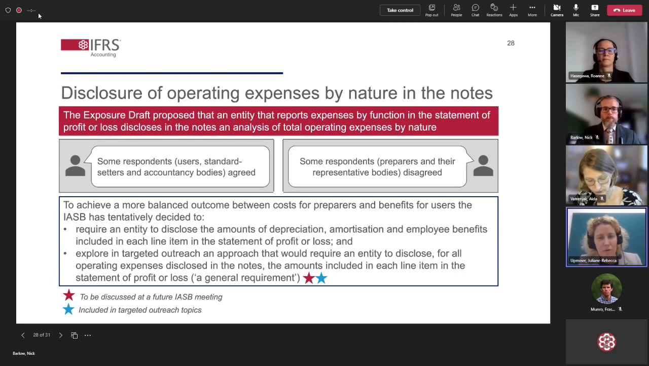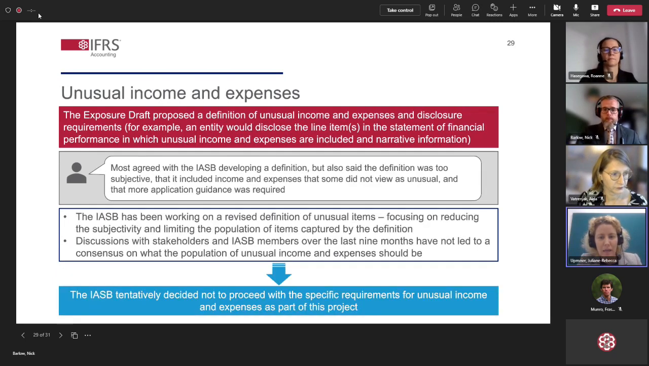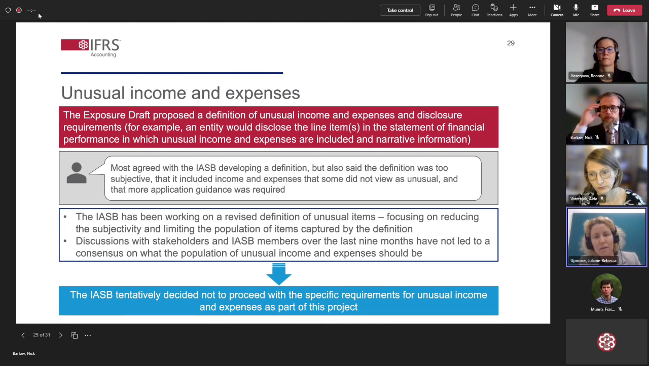So now let's move on to the proposal for unusual income and expenses. The proposed disclosure of unusual income and expenses has been a challenging issue for the IASB. The reason the IASB has been working on this is because many entities currently disclose non-recurring, unusual, or similarly described income or expenses. Users often tell us such information is helpful for forecasting future cash flows.